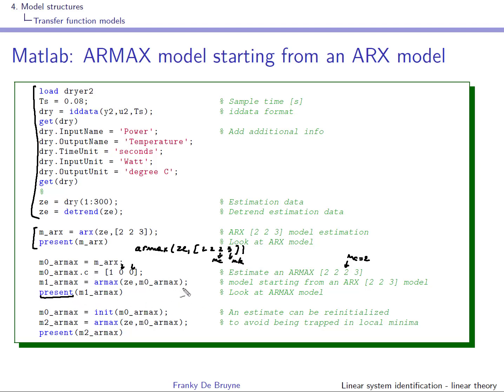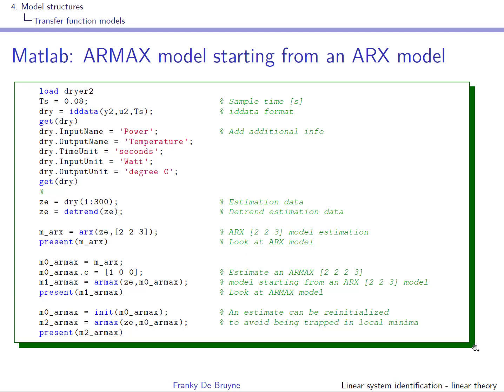So since we have an iterative procedure and we run into the risk of having a local minimum, what you can do is reinitialize your model and start the estimation from another starting point, and this can be done using the command init. We had seen something similar for the command NLARX to identify a nonlinear ARX predictor, and this is to avoid being trapped in a local minimum.